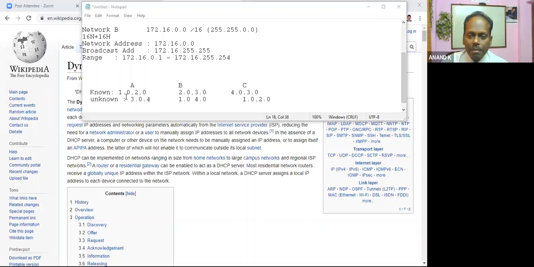If you see each and every routing protocol has its own multicasting address. Like EIGRP has, I think, 224.0.0.9 is for RIP, 5 is for EIGRP, 10 is for OSPF. Something is there. I don't remember exactly, but every routing protocol has its own algorithm. Is this clear? Please go through.